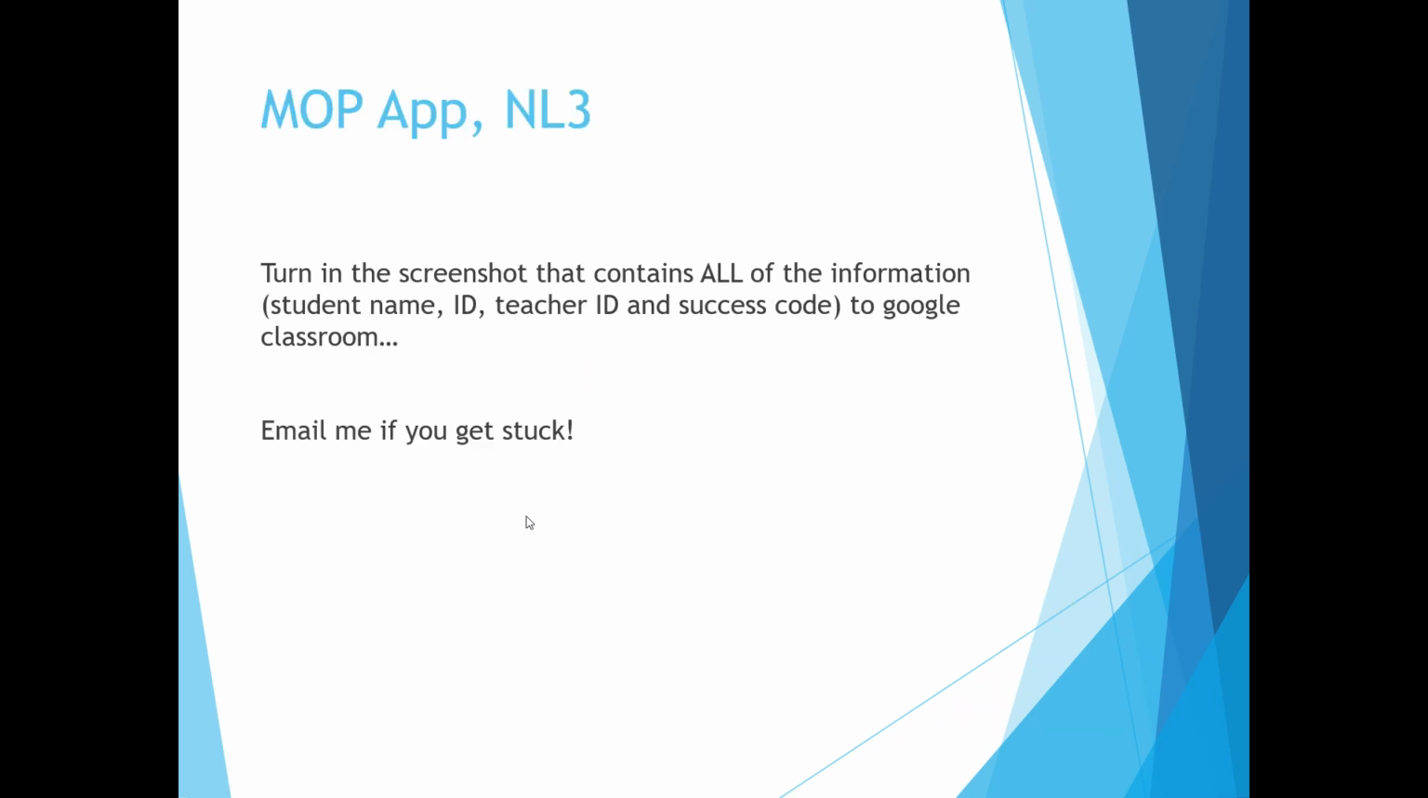So now you're going to want to go to NL3, and turn in the normal screenshot that contains all of the information: your name, your ID, your teacher ID, and your success code. So you're going to have to go back to the main menu, the ribbon, and do the manage codes. And email me if you get stuck. I'm thinking you're going to find most of these pretty easy. So good luck.